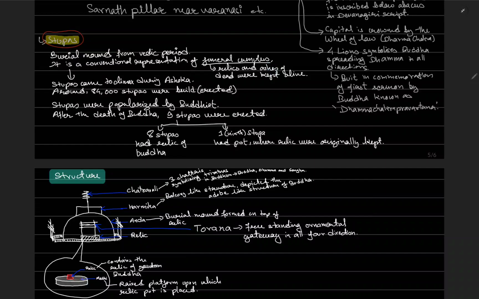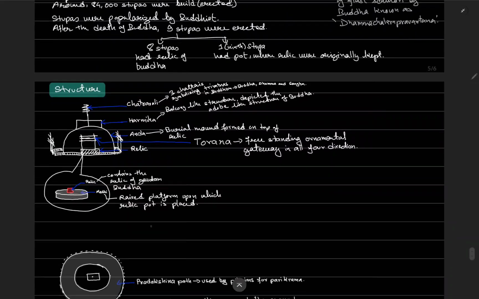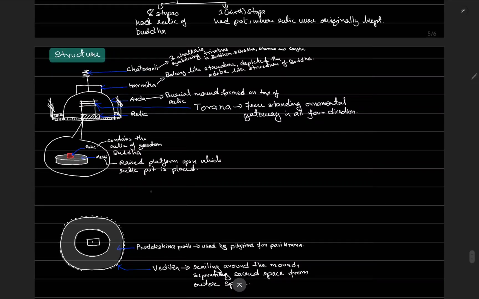Stupas came to a climax during the Ashoka period. Around that time, 84,000 stupas were erected, and the stupas were popularized by the Buddhists, although it is a Vedic tradition. After the death of Buddha, nine stupas were erected. Among these nine, eight stupas had the relics of Buddha, and the ninth stupa had the pot where the relics were originally kept. So this is about the introduction, but now let's see the structure.